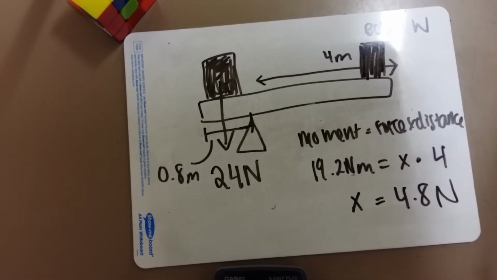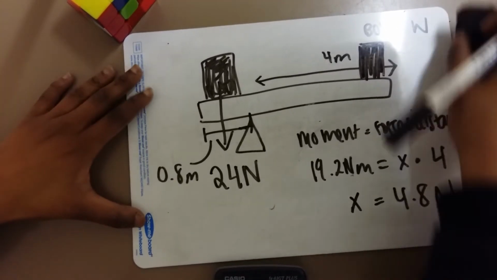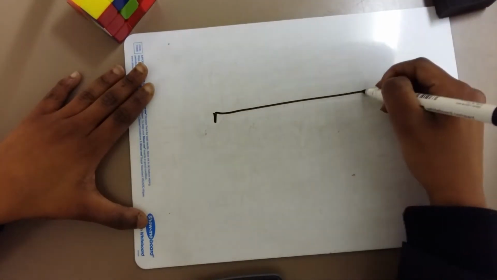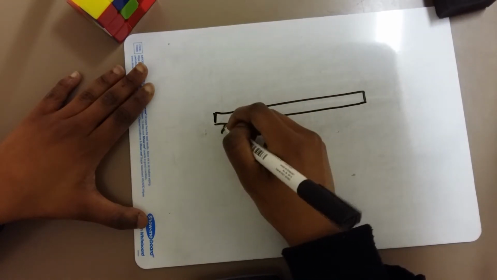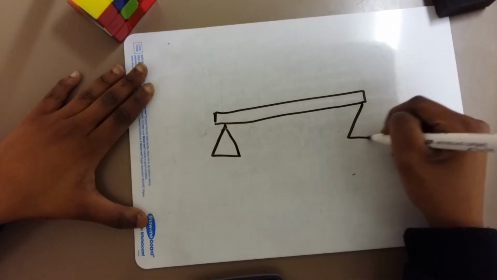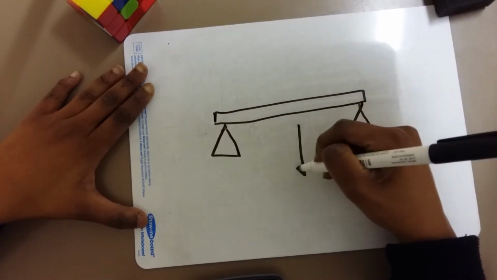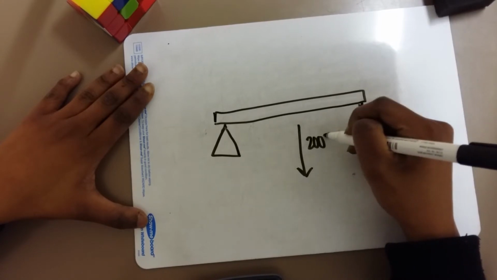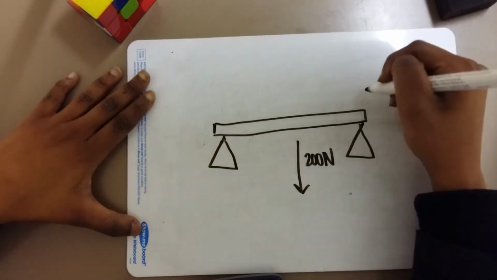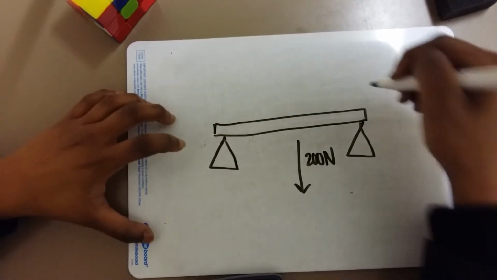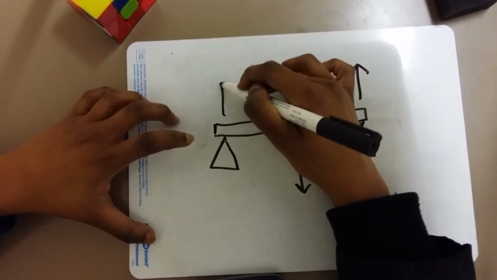Perfect. Oh, and another thing you need to know, if you have a plank or a bridge which is supported by 2 pivots, and it looks something like this, and you have one there and one there, this force, let's say it's 200 newtons, then what would the upwards force here be?